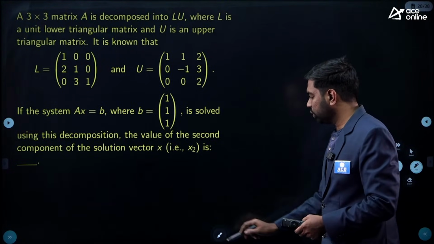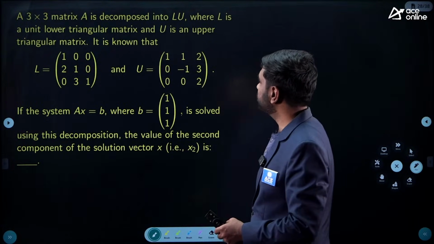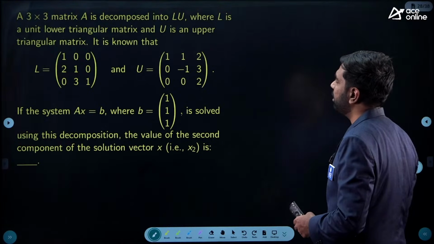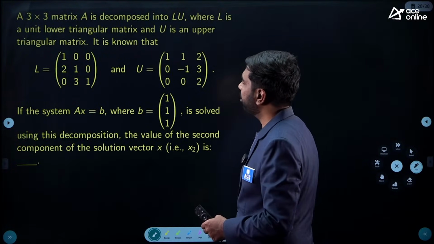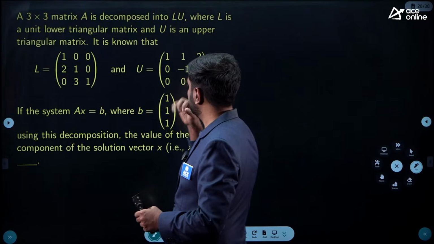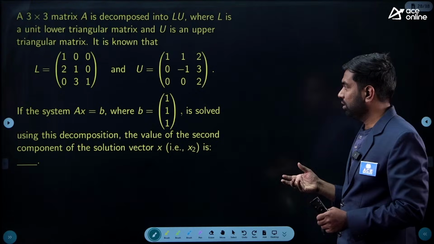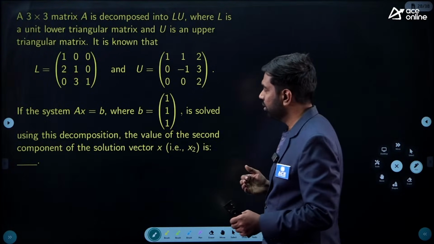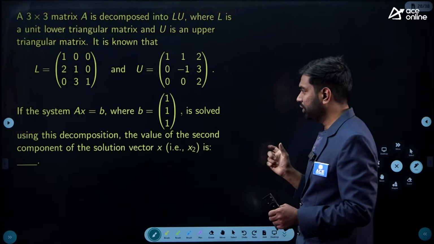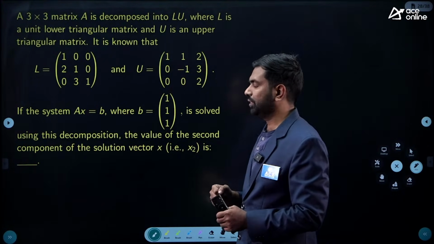So let's look at this question. A 3 cross 3 matrix A is decomposed into LU, where L is a unit lower triangular matrix and U is upper triangular matrix. It is known that L is this, U has these kind of entries. If the system AX equal to B, where B is 1 1 1, is solved using this LU decomposition, the value of the second component of the solution vector x, that is x2, is.